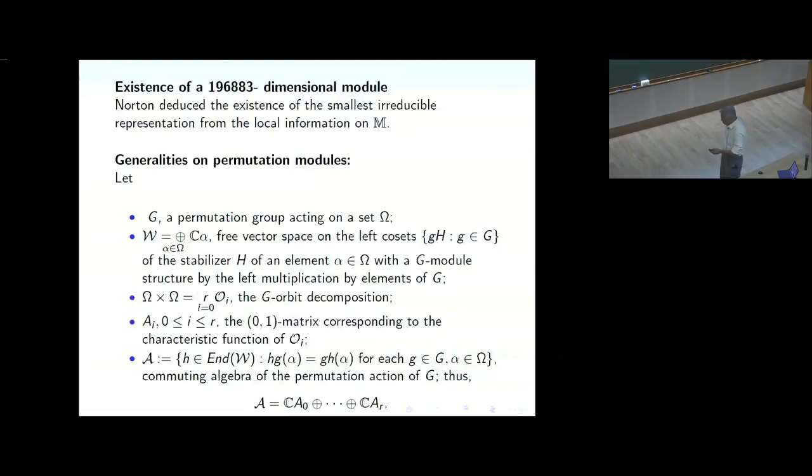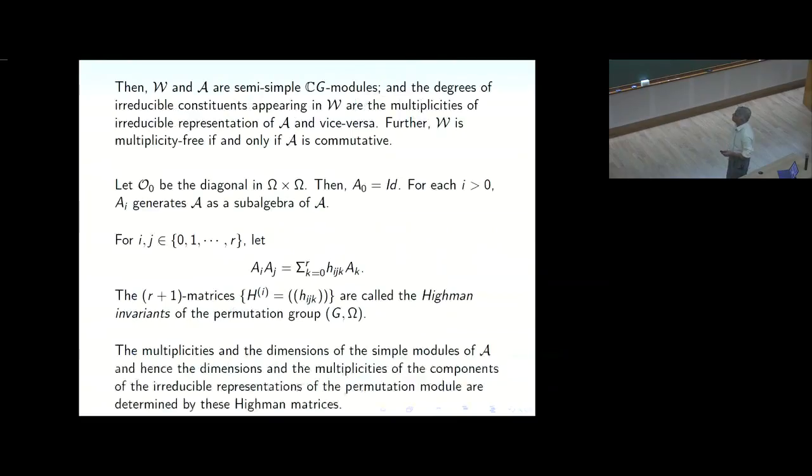Well, this is all very, very standard stuff. I'm just recalling it to give some feel for all these very strange things here. So W and A are semi-simple CG-modules, and the degrees of irreducible constituents appearing in W are the multiplicities of irreducible representations of A and vice versa. So this is the main point that we are actually going to use. That is, the degrees of the irreducible constituents appearing in W are the multiplicities of the irreducible representations of A and vice versa.